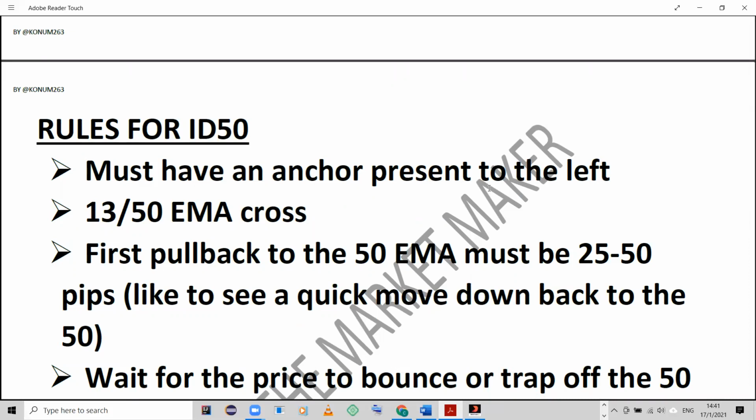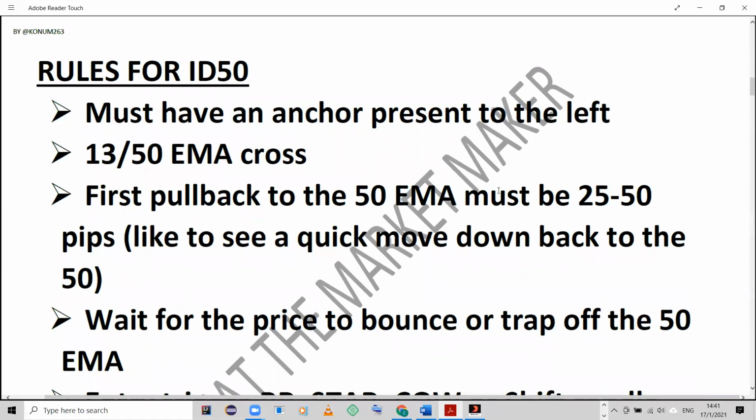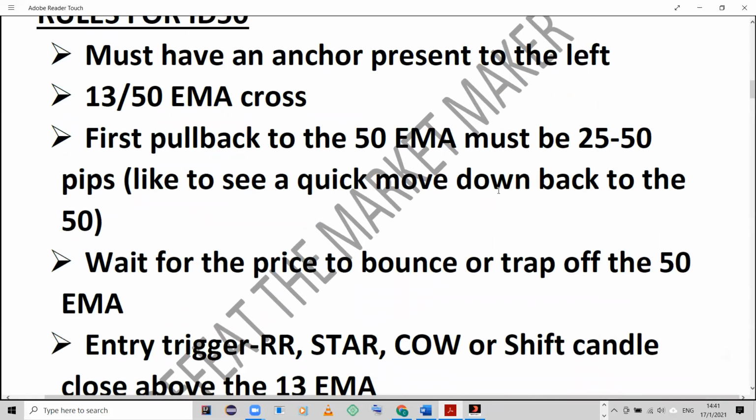The fourth rule to check before you can say you've identified an ID 50: you should wait for price to bounce or trap off the 50. You'll understand that when we get into the charts. The 50 is the entry trigger, what triggers you to press an entry, whether a buy or a sell.